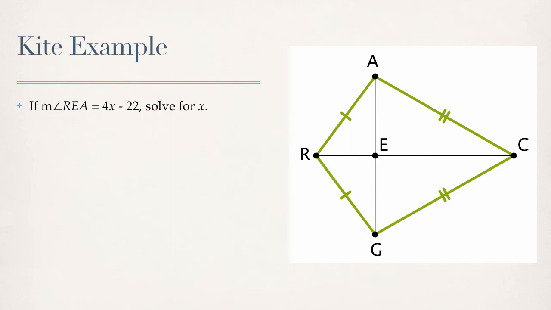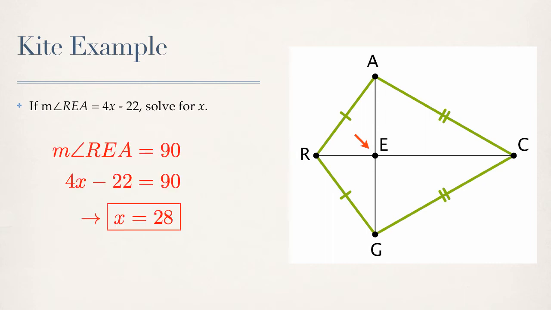So here's an example. Angle REA is 4x minus 22. Solve for x. Well, REA refers to that angle, and that angle is made up of the diagonals. The diagonals are perpendicular, so therefore angle REA must equal 90, and x is 28.